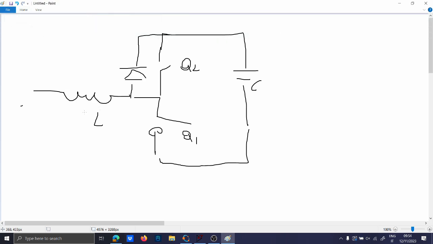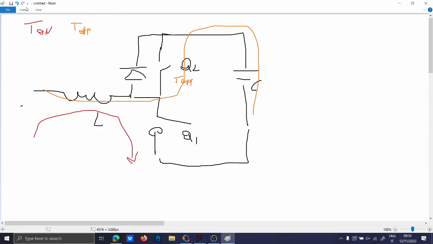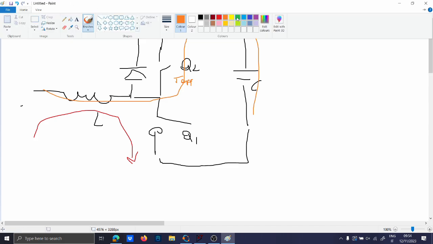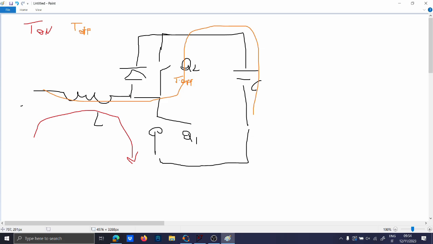So let me draw this. The red is T-on. During the T-on period, Q1 is closed, and the inductor charges, the current flows like this. And during the period of T-off, you will have this path instead. And during the dead time, since none of these two are active, you will still have the diode conductive here.